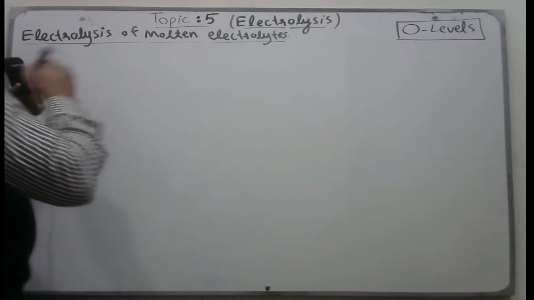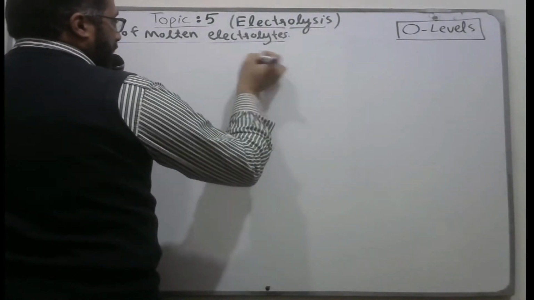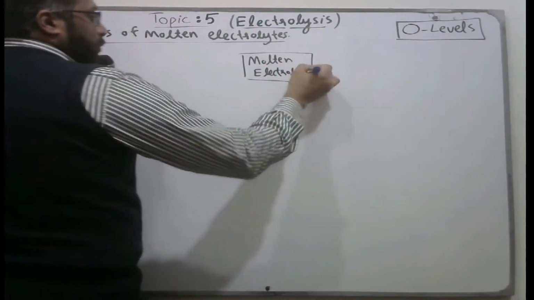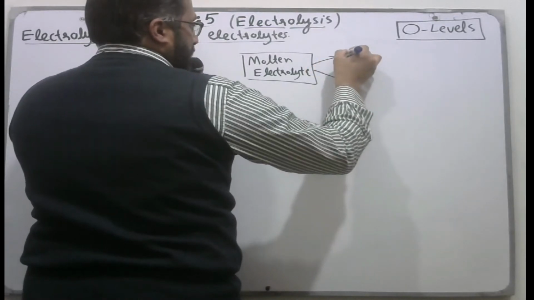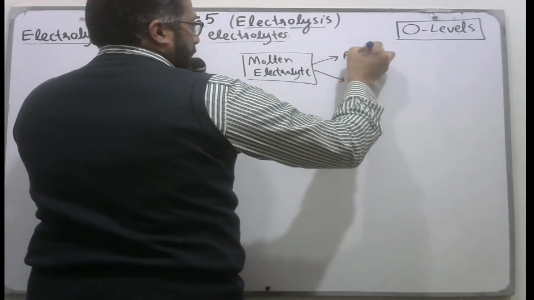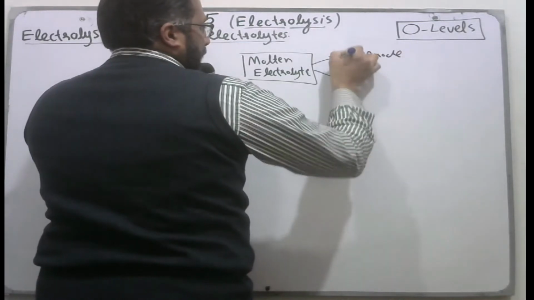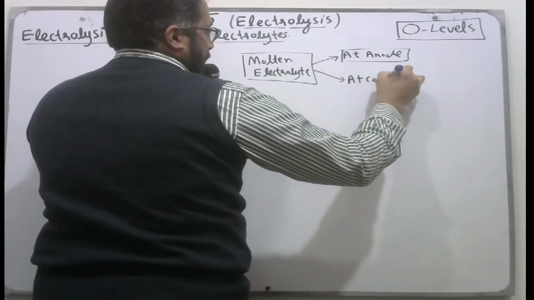Now we discuss the basic theme first. When we take any molten electrolyte, the ions move towards the anode and cathode. Now we discuss the reactions at the anode and the product formed, at the anode and at the cathode. So this is very important.